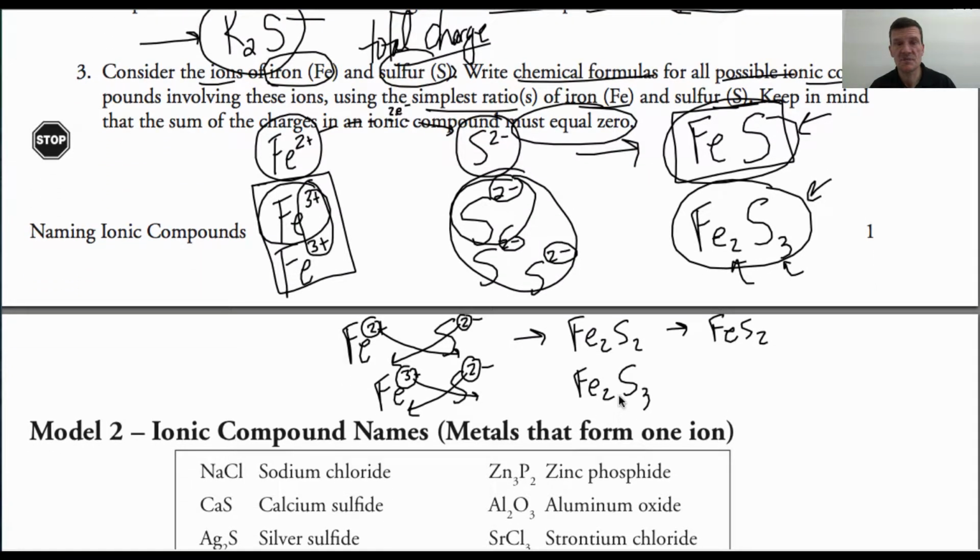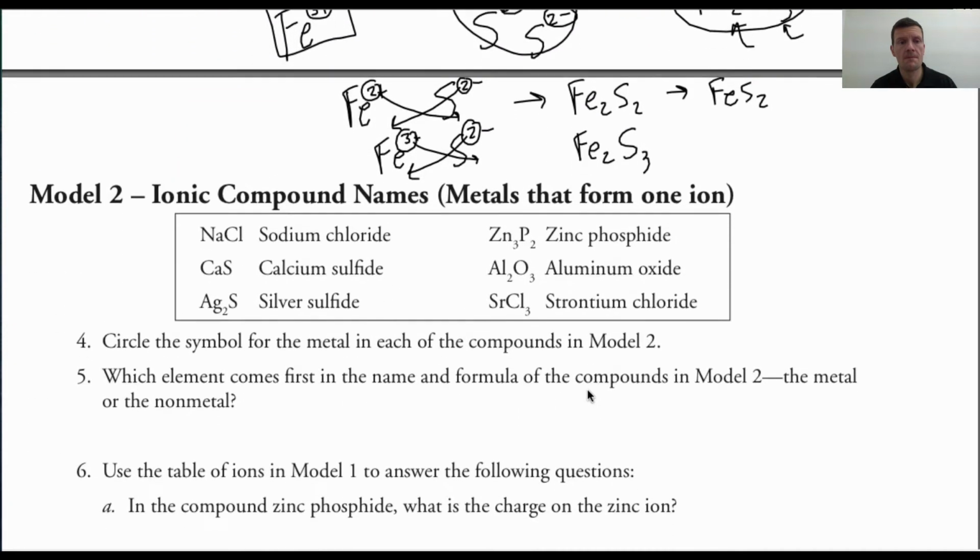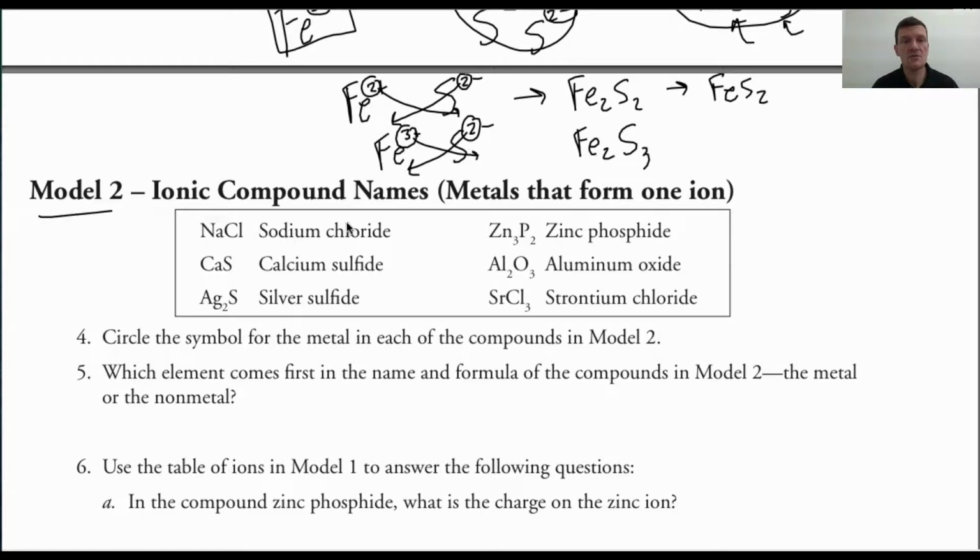And that's the simplest ratio you can get there. All right, model 2. Let's look at the names now. We looked at how we form the formula, but let's look at the naming of it. And these are all ionic compounds, metals that are forming only one ion. So these are ionic compounds with metals that only form one ion.